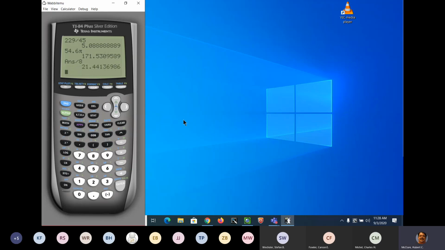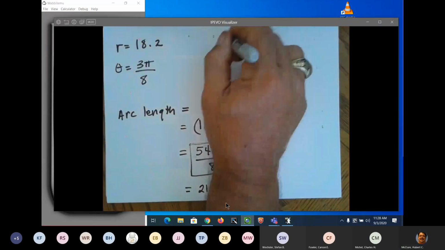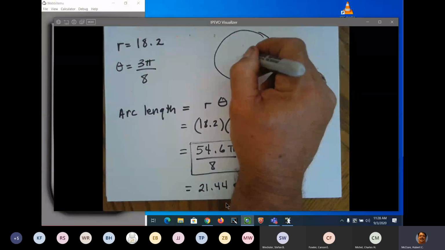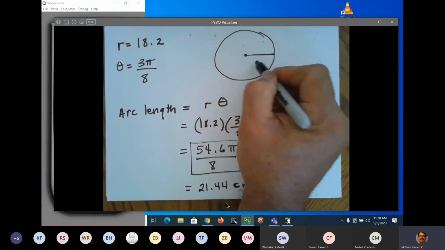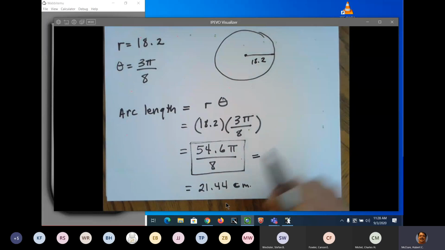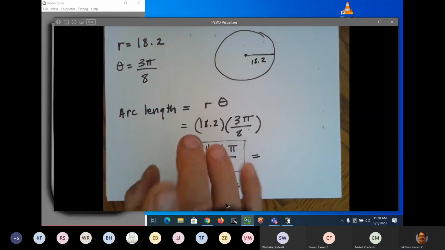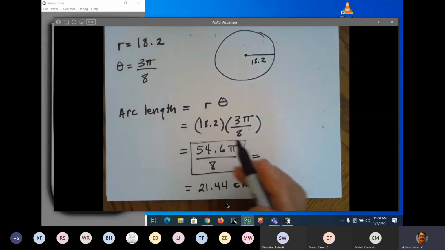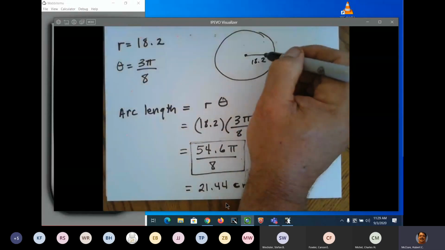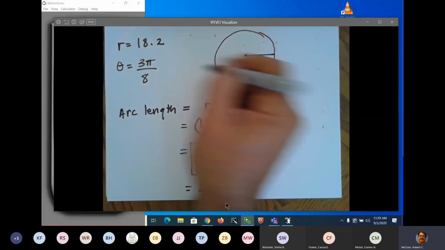So the arc length of that portion is equal to 21.44 centimeters. So basically what they're saying is, if you have a circle, and that circle has a radius of 18.2 centimeters. Now, it's very important that you see this, because when you're talking about a gear or a pulley, this comes into play. All right, 18.2 centimeters, and that turns, let's see how much it turns.